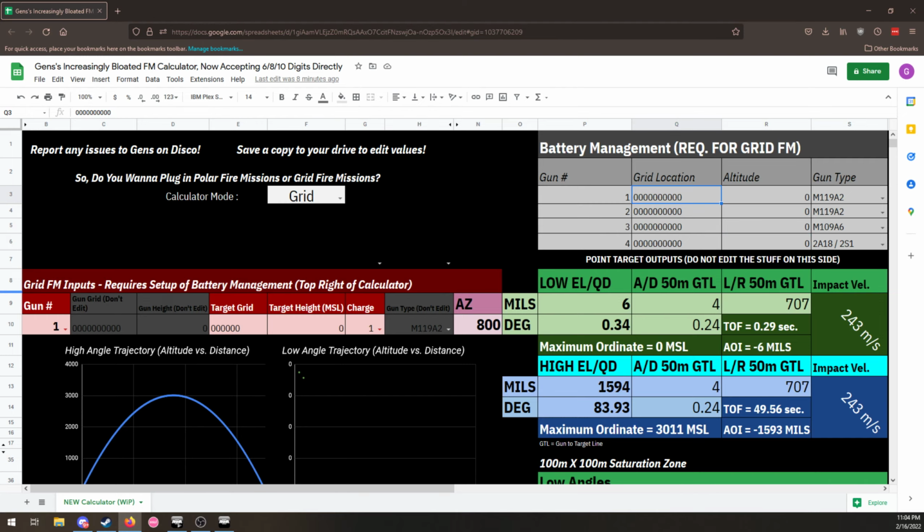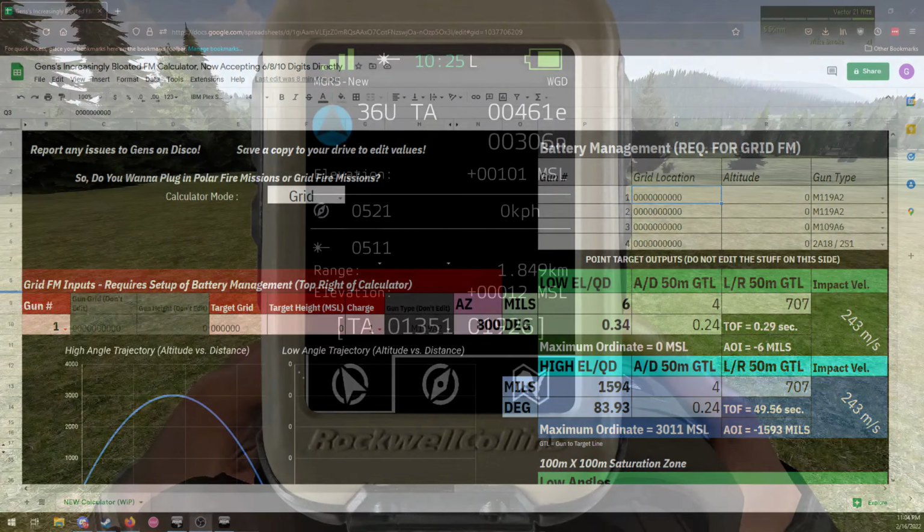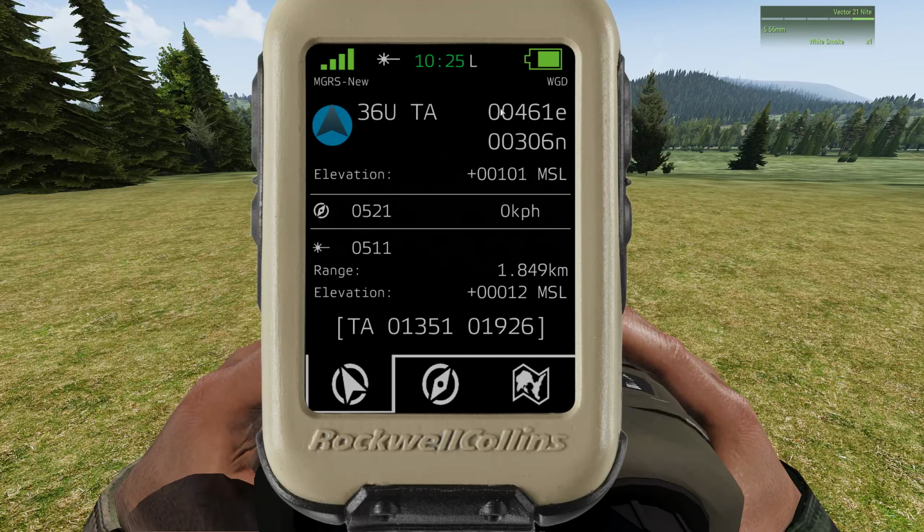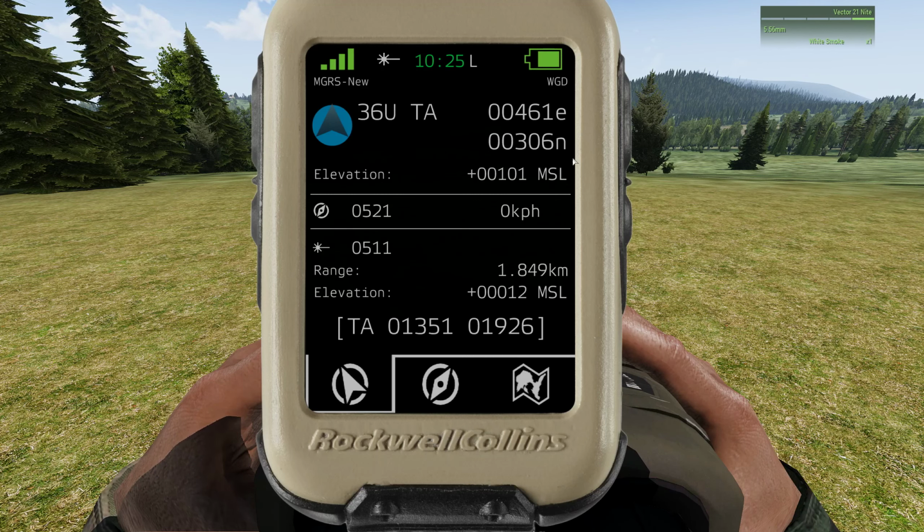So if we go back to the Micro Dagger, we can see that the 10-digit grid for our gun is going to be this up here. So this is the first 5, these are the last 5. We do not include the letters. So we can see that our gun is at 00461, 00306, and it is at an altitude of 101 meters above sea level, right?